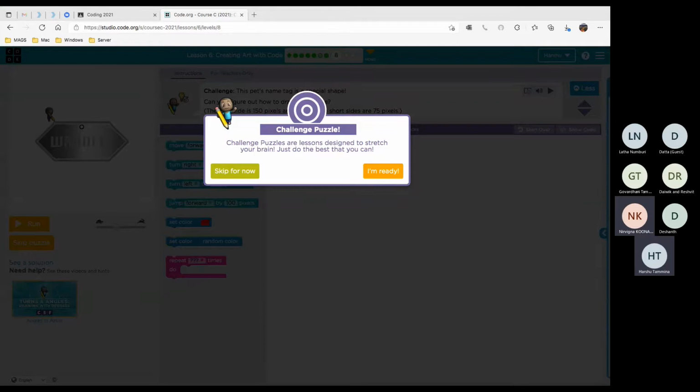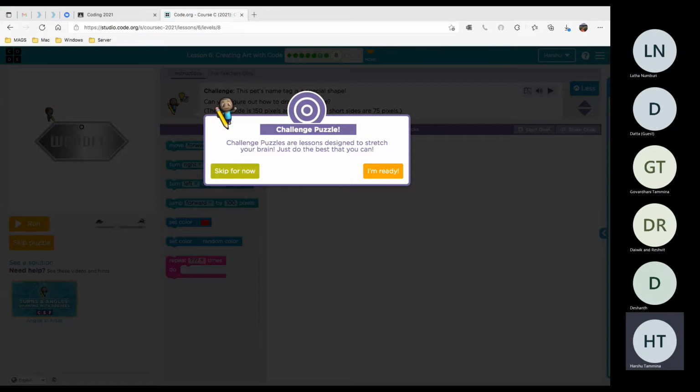Can you see my screen? Can you see the code? Can you see the code? Yep.